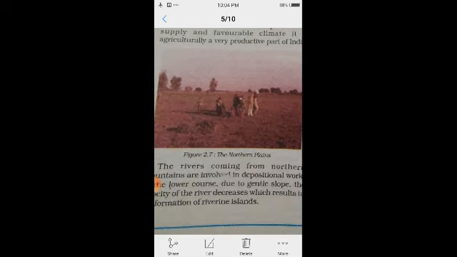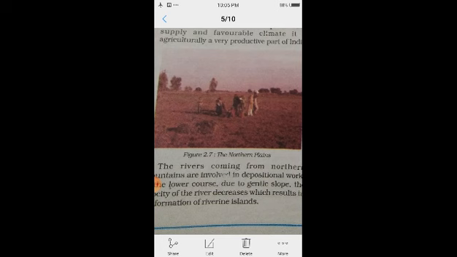Then the rivers coming from the northern mountain, which rivers? Indus, Ganga and Brahmaputra. Where are they coming from? From the northern mountain, the Himalaya. They are involved in the depositional work, which means deposition of soil at the foothills of the mountain.